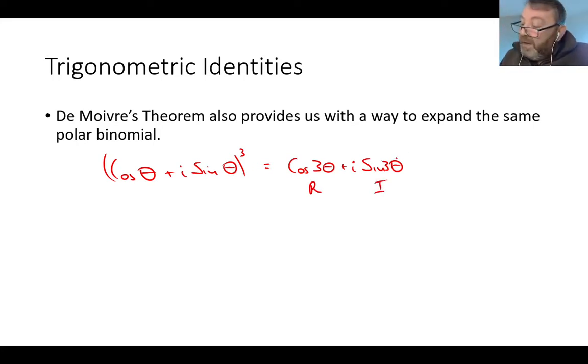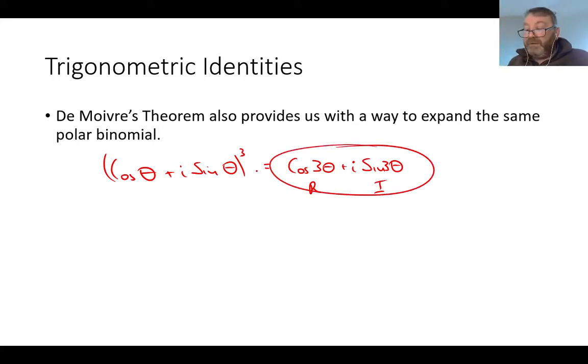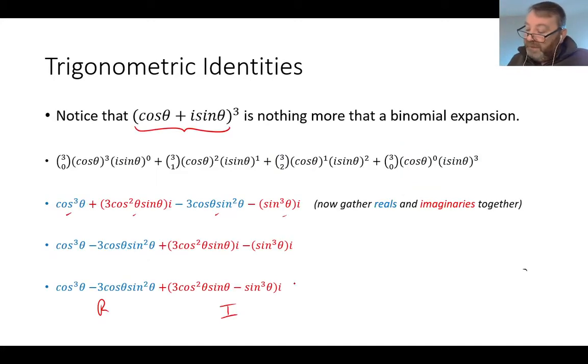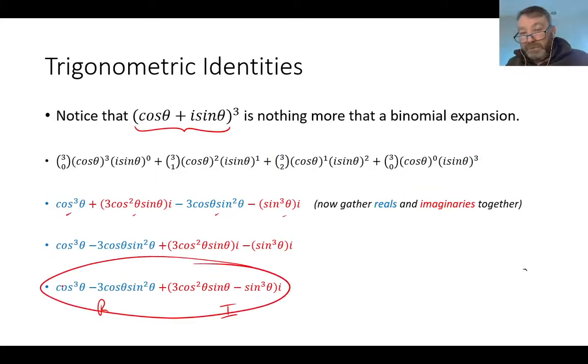Now, if that's the expansion thanks to de Moivre, and if I go back a slide, if that is the expansion thanks to the binomial theorem, surely both of those expansions are exactly the same thing. They don't look the same, but they are the same thing. They both have a real part and an imaginary part. And the value of both reals is identical. The value of both imaginaries is identical. So therefore, we can equate them.